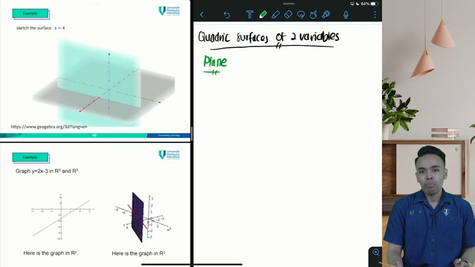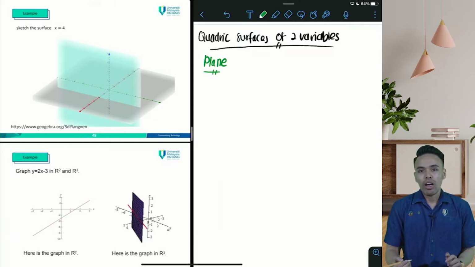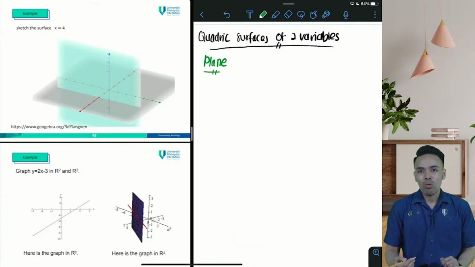As mentioned in the beginning of this video, we will learn how to sketch quadratic surfaces of 2 and 3 variables. Now, we want to learn how to sketch quadratic surfaces of 2 variables. There are a few types of quadratic surfaces of 2 variables, such as plane and cylindrical surfaces. Let's put our attention on sketching quadratic surfaces which represent a plane.